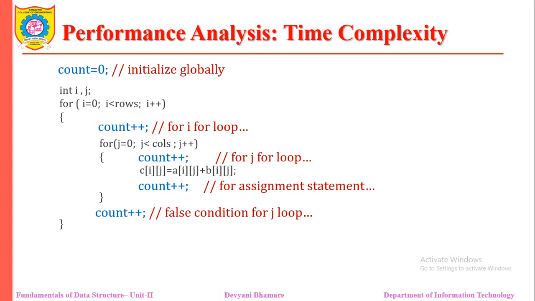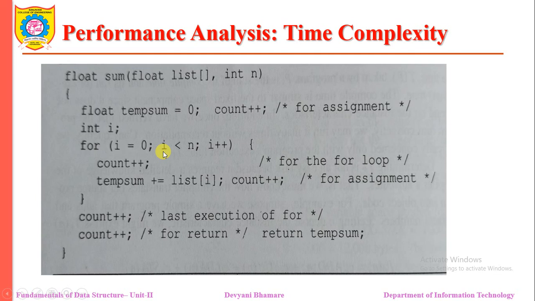condition. So if we add this sum of this count, which gives us how much time we expect this program has to run. So it is completely based on what is the value of the rows variable and the columns variable. Take this another example.